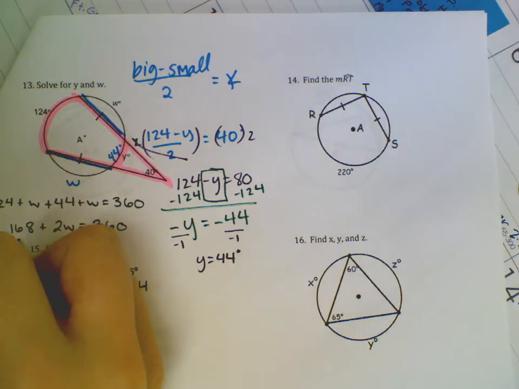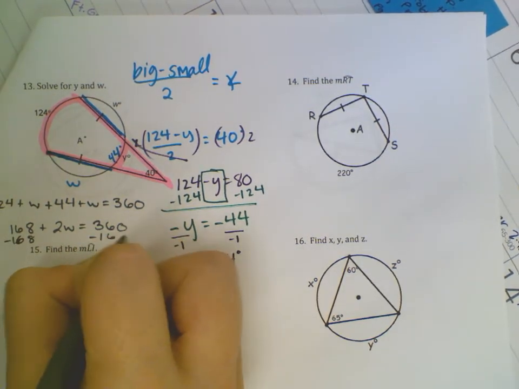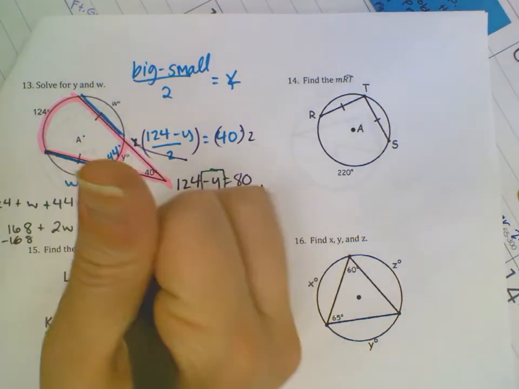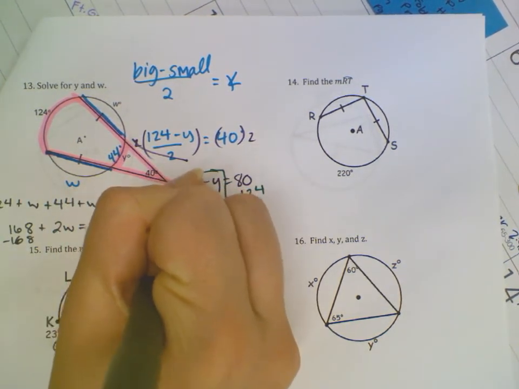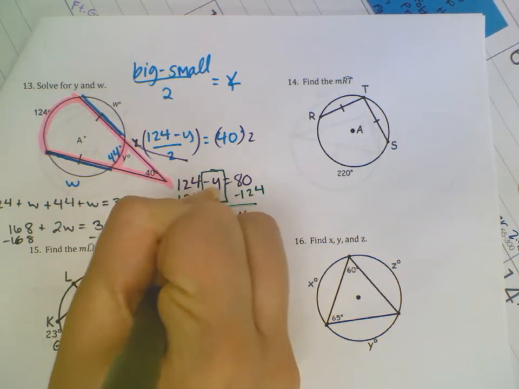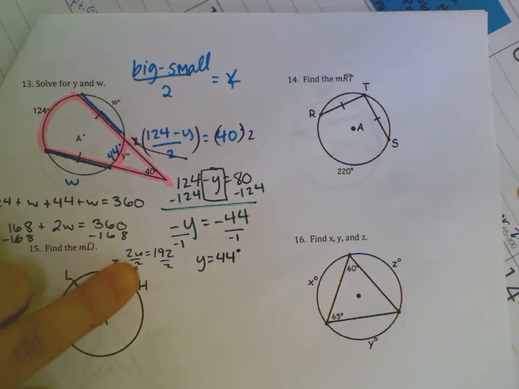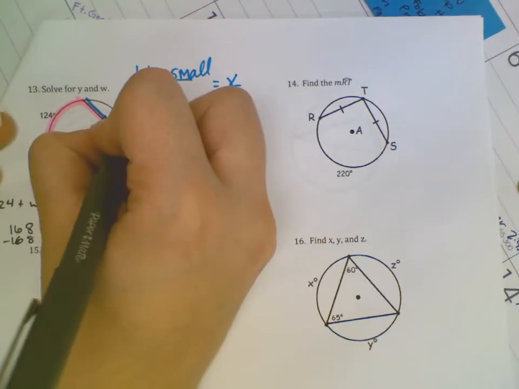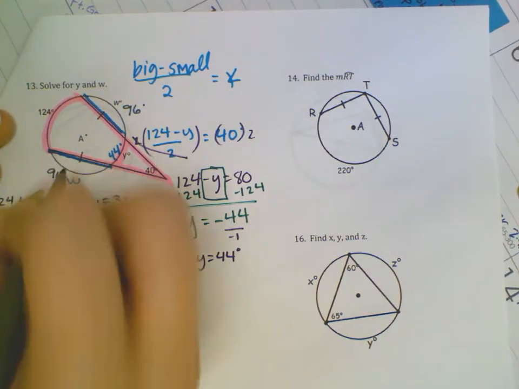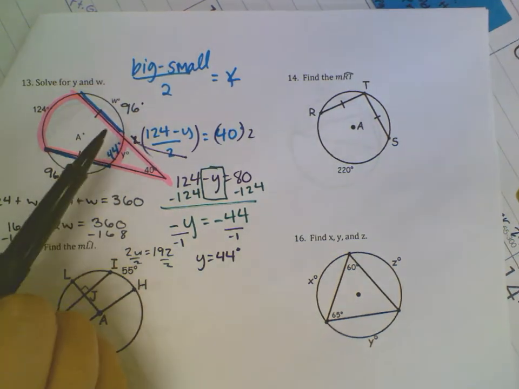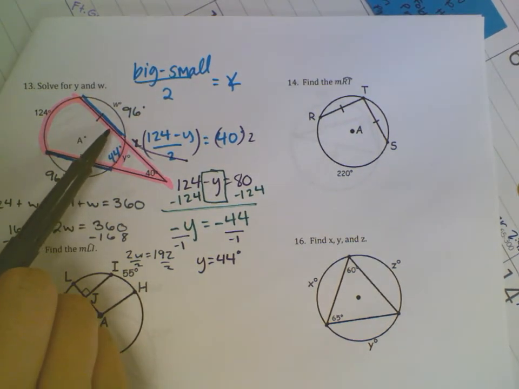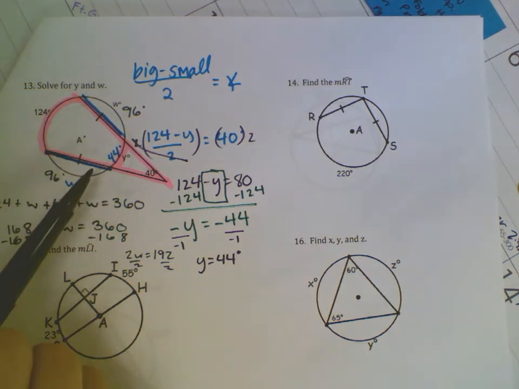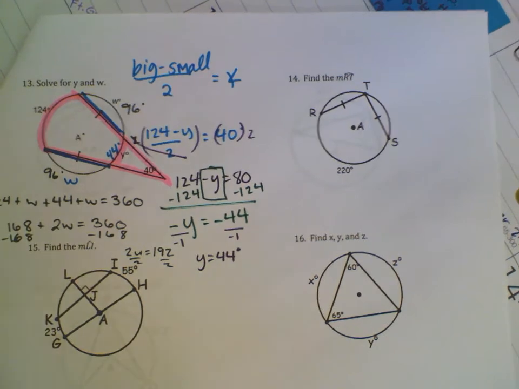I'll subtract 168 from both sides. I'll get 360 minus 168. And I'll get 2W equals 192. Divide both sides by 2. Sorry, I'm getting kind of far down here. And I get that this is 96 degrees, and this one will also be 96 degrees. I can always go around and check, and I can say 96 plus 124 plus 96 plus 44 gives me 360, so I'm good to go.